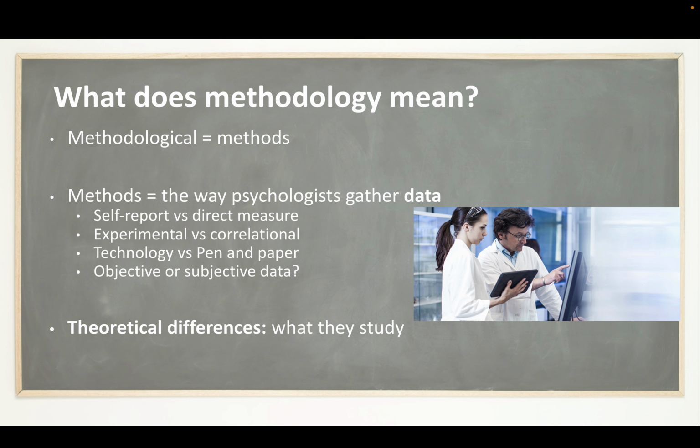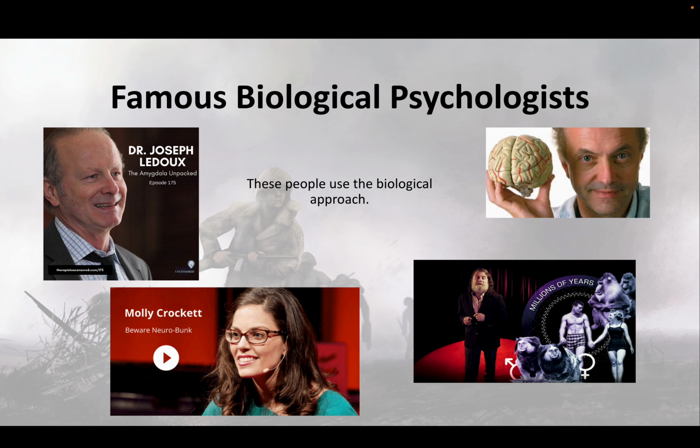And if we think about it this way, this might help. The theoretical differences between the approaches and the psychologists would be what they tend to study, because that's based on their assumptions for why humans do the things they do. Okay, so biological psychologists would study biology because that's what they assume causes behavior. We're going to look at the methodological differences, how they study it. So let's have a look at some examples.